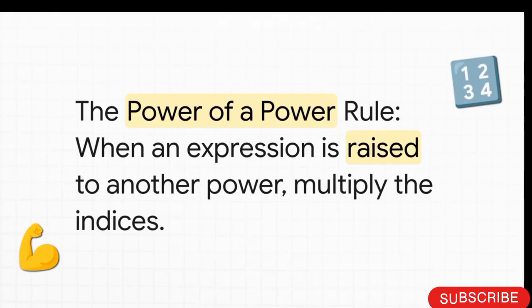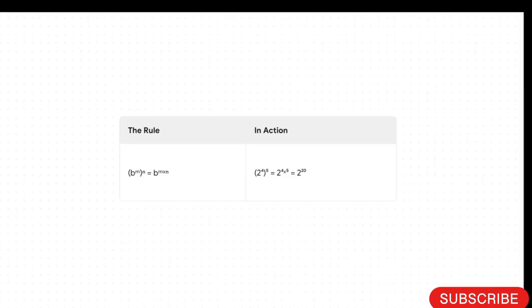Okay, time for one more essential rule for our toolkit. This one looks a little weird at first. What happens when you have a power that's then raised to another power? This is what we call the power of a power rule, and it's super simple. You just multiply the two powers together. That's it. So if we have 2 to the 4th, and we take that whole thing and raise it to the 5th power, we just do 4 times 5, and boom, you get 2 to the 20th. This one is a real lifesaver for cleaning up expressions that look super complicated.